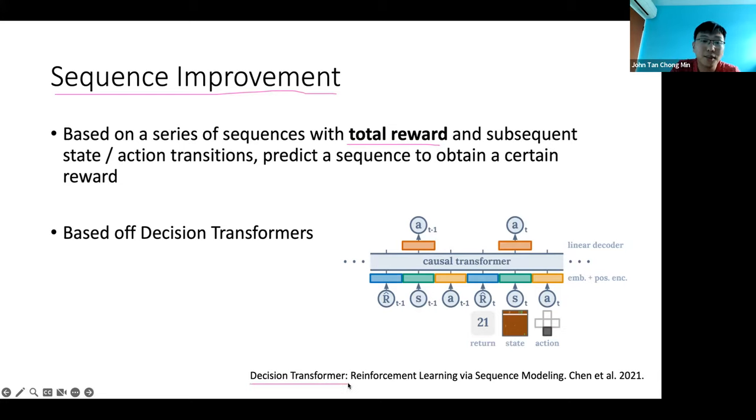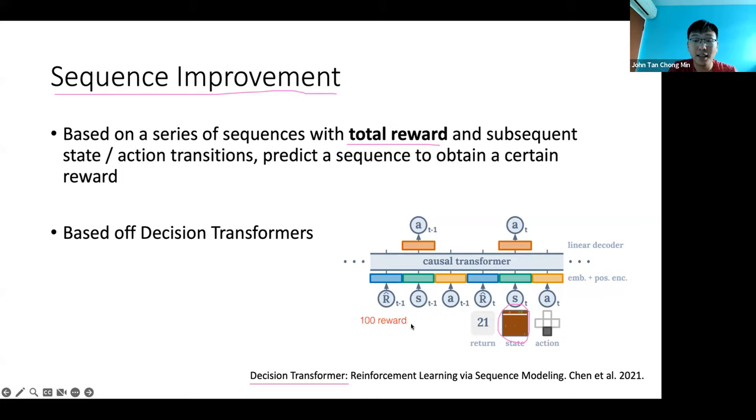So a decision transformer is an interesting way to model a reinforcement learning problem as an action prediction problem. What do I mean? Suppose you are playing this Atari game. This is called Pong. You're controlling the paddle, moving up and down. Let's say that initially I want you to get 100 reward. So I want your agent to get a lot of reward, like 100 reward.